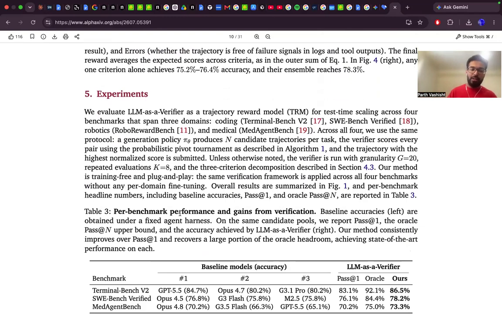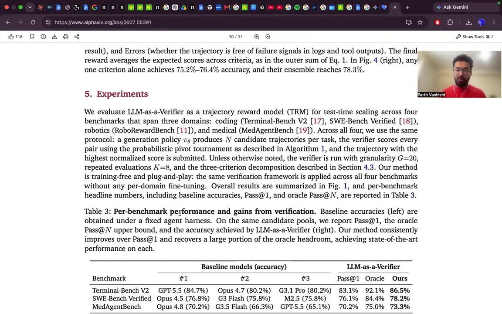Now, experiments. We evaluate LLM as a verifier as a trajectory reward model for test time scaling across four benchmarks that span three domains. First is coding, the second is SWE-bench, and third is SWE-bench Verified. We have robotics and we have medical. Across all four, we use the same protocol. A generation policy pi theta produces n candidate trajectories per task, and the verifier scores every pair using the probabilistic pivot tournament as described in Algorithm 1, and the trajectory with the highest normalized score is submitted.